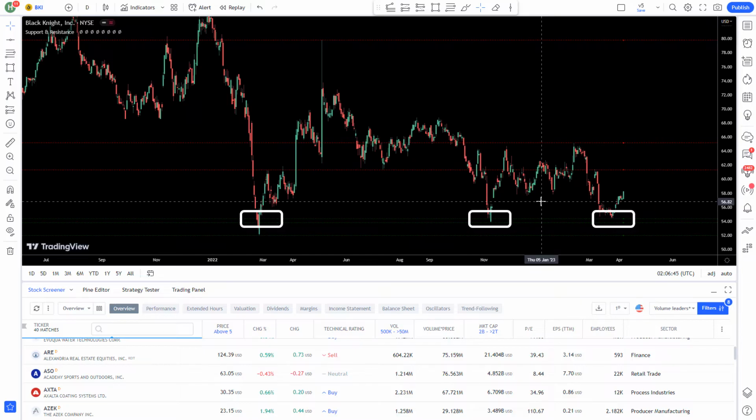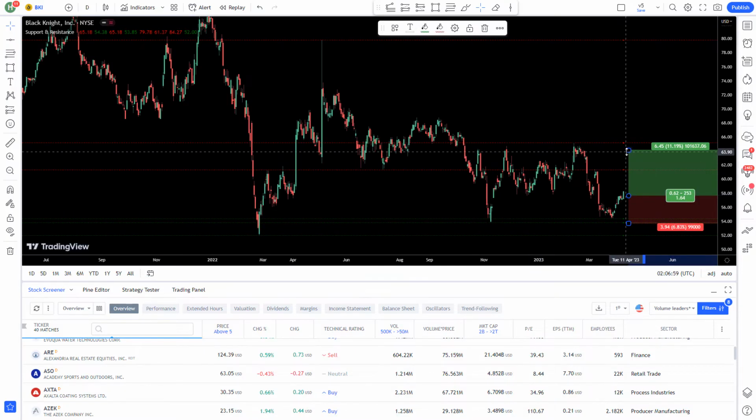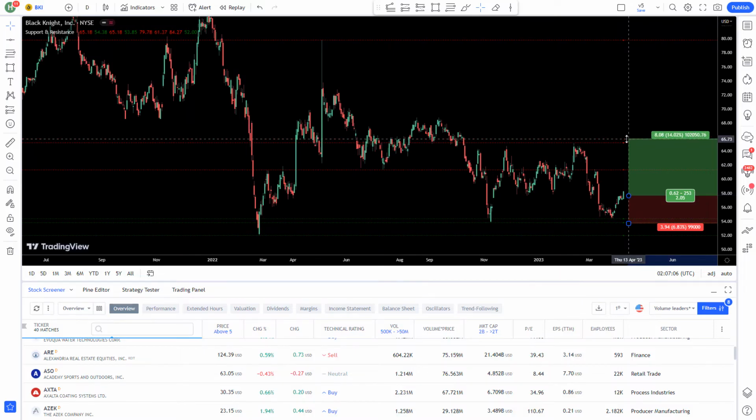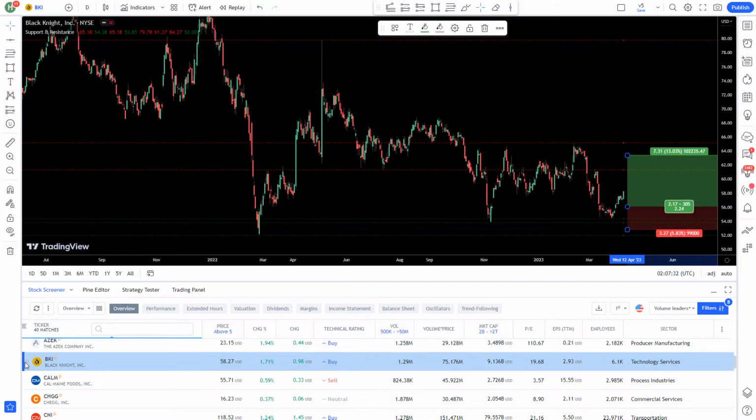I like the look of Black Knight, third time pushing away from this level. If we get a little pullback, I'd consider going long. Stop below the low and getting 2-to-1.